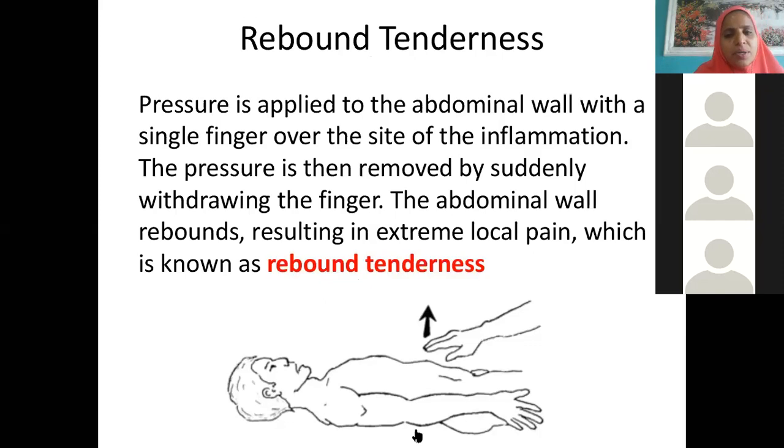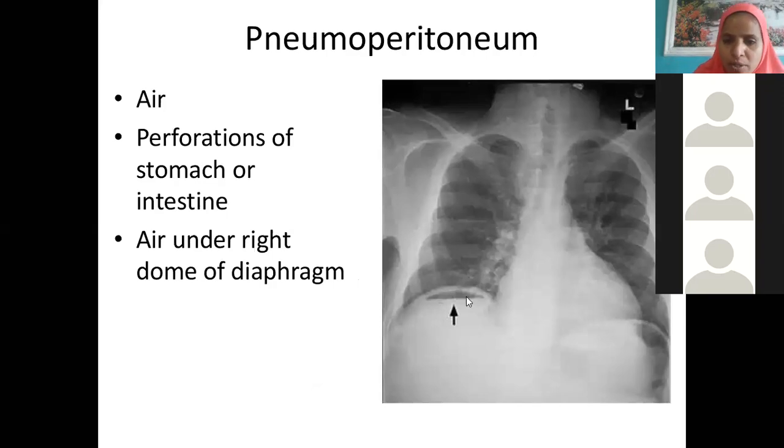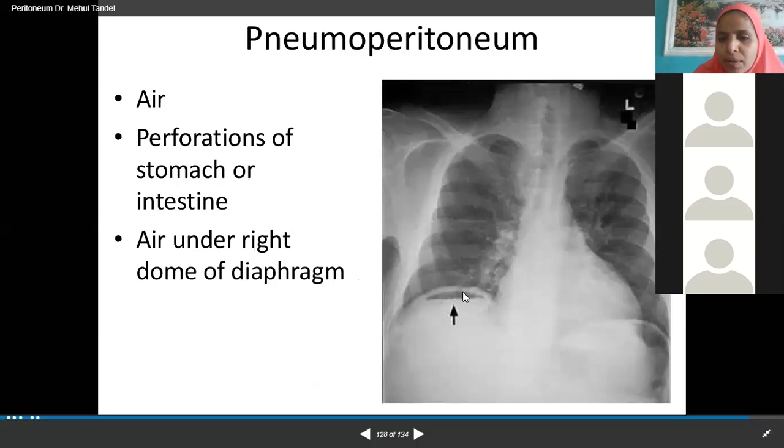Now see here, I told you infection from the hepatorenal pouch, that is Morrison's pouch, can also go to which recess? Below the diaphragm. What is the name of the recess called? Subdiaphragmatic recess. The infection can spread to the subdiaphragmatic recess.